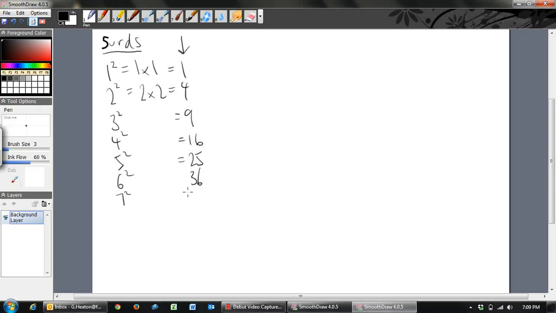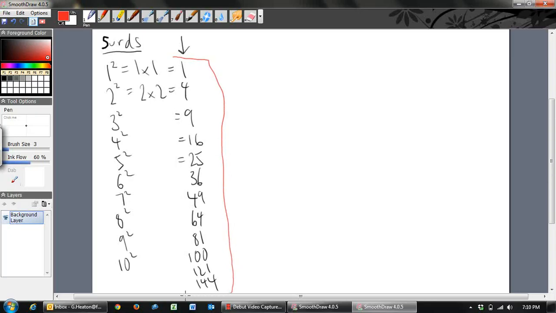6 squared is 36, 7 squared is 49, 8 squared, I'll just finish doing them, 64, 9 squared, 81, 10 squared, and I won't keep going. But then it's 121, 144, etc. So these are our perfect square numbers, and they are really important in surds, which I'll explain more in a second.